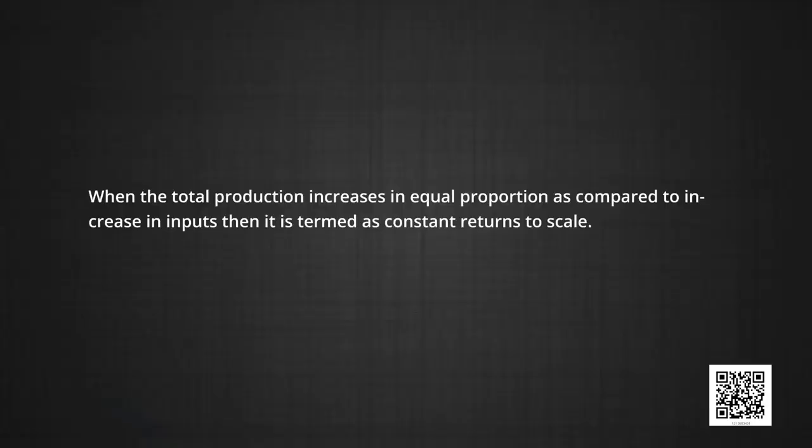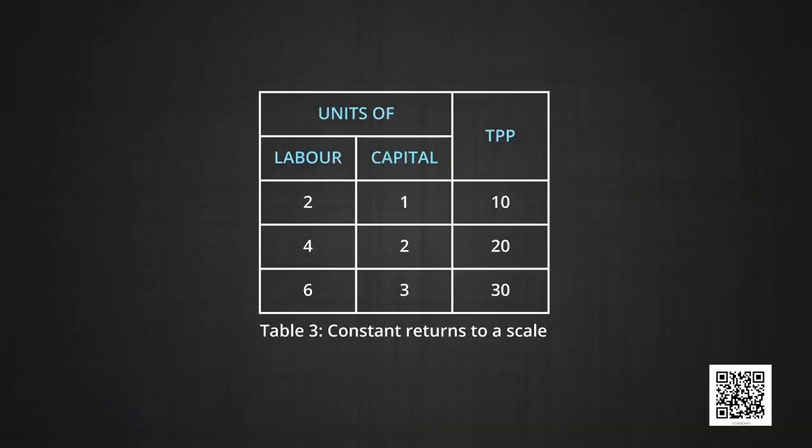scale do hold. When the total production increases in equal proportion as compared to the increase in inputs, then it is termed as constant returns to scale. For example, if inputs are increased by 100% and TPP also increases by 100%, then it would represent constant returns to scale. Constant returns to scale can be understood with the help of the schedule on your screen.